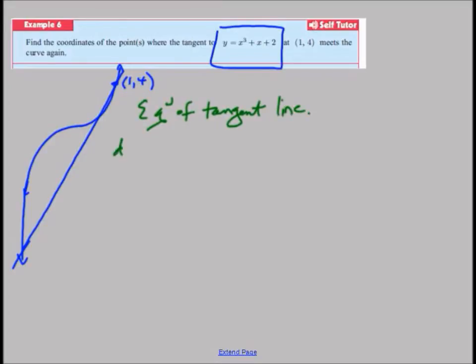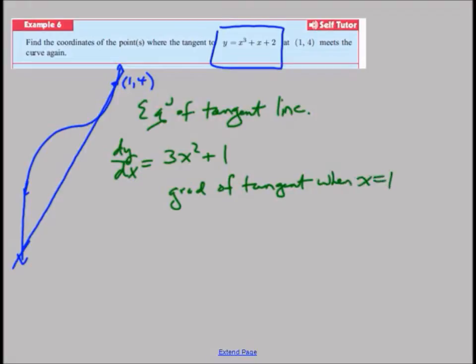First thing we'll need is the derivative. That will be 3x squared plus 1. So the gradient of the tangent when x equals 1 from our point of contact is 3 times 1 squared plus 1, so 4. So the slope is 4.